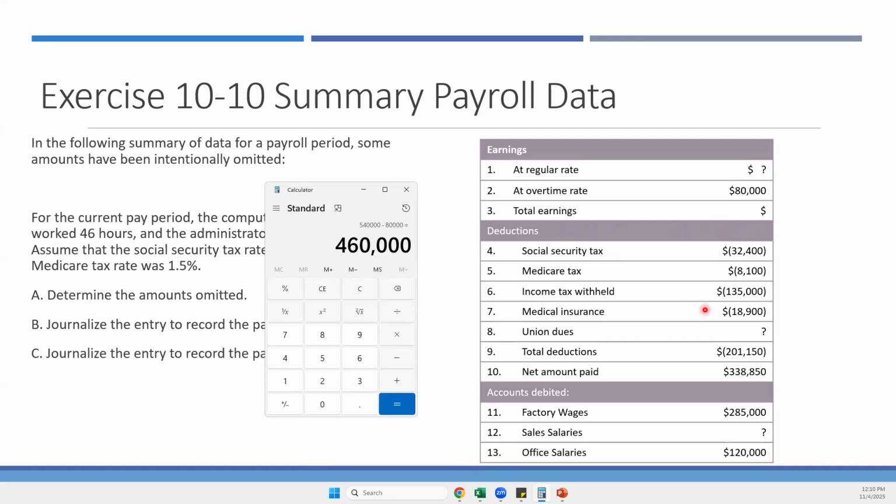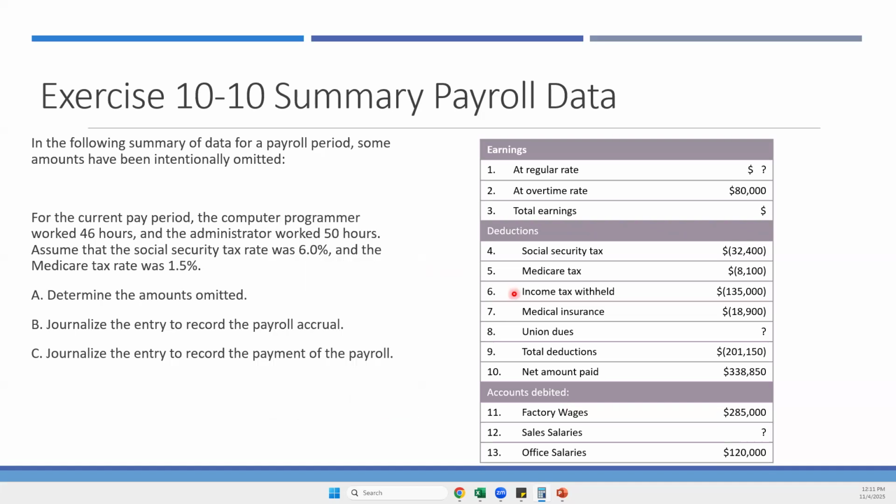Union dues will be Social Security tax, Medicare tax, income tax withheld, medical insurance minus the total deductions. We can calculate the remaining deduction. And as far as accounts debited, factory wages, sales salaries, office salaries, we just take the total wage of $540,000 minus 285 minus 120,000, we get 135,000.